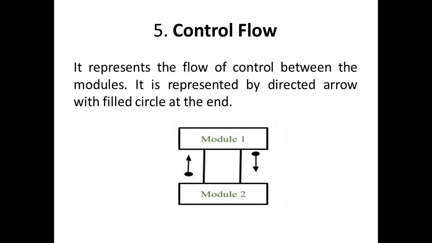Okay, for the structure chart, this is not the symbol. This is module 1 and module 2, and this shows how the data is flowing from module 1 to module 2. This arrowhead indicates that the data is coming from module 1 to module 2, and this one indicates the data is flowing from module 2 to module 1. So this is the special symbol used for the control flow.